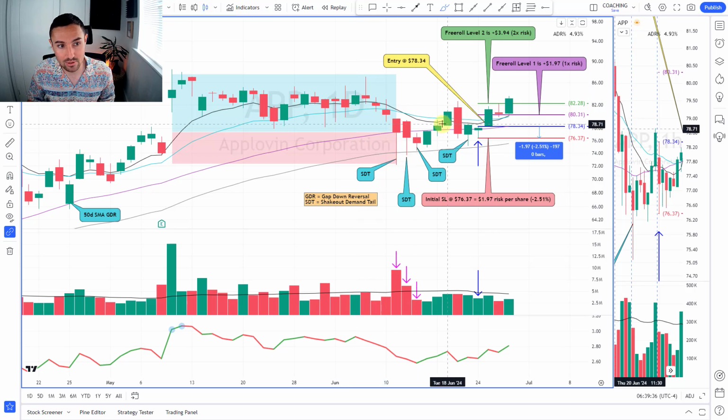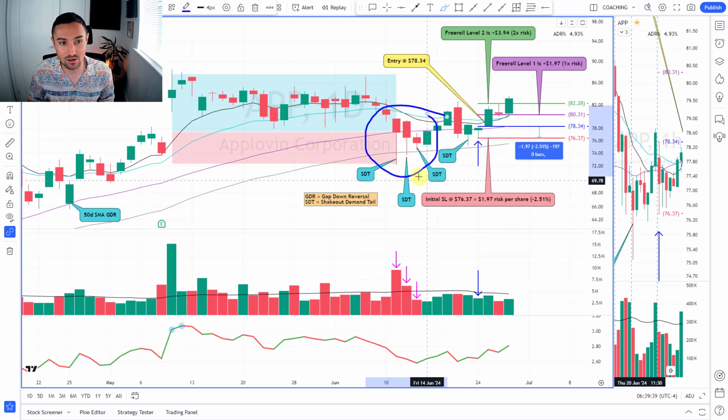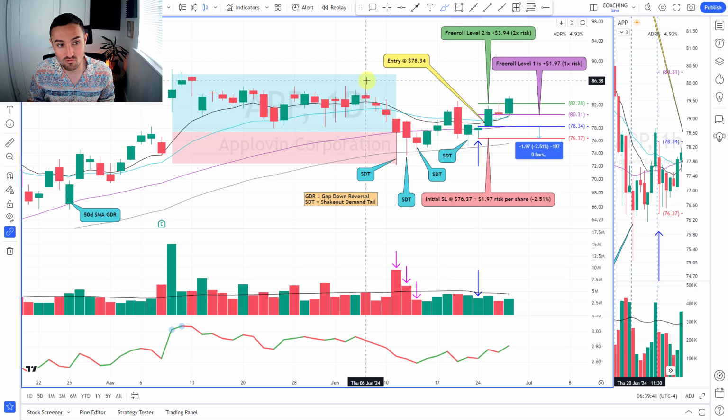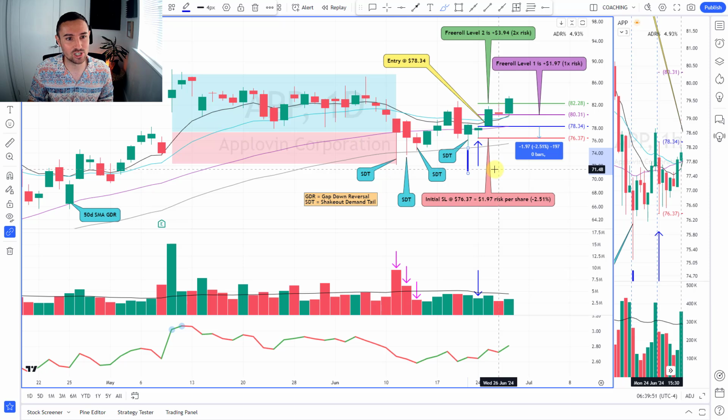Well, it pulls down. You get this big flush, this big shakeout as we've been talking about here. Then it runs up, very V-shaped in nature. Maybe you get a couple of breakout traders taking it here. Then it looks horrendous on this day. Look at this. Well, it looks horrendous. But what happens on the next bar? Ah, you got it. It's another shakeout demand tail.